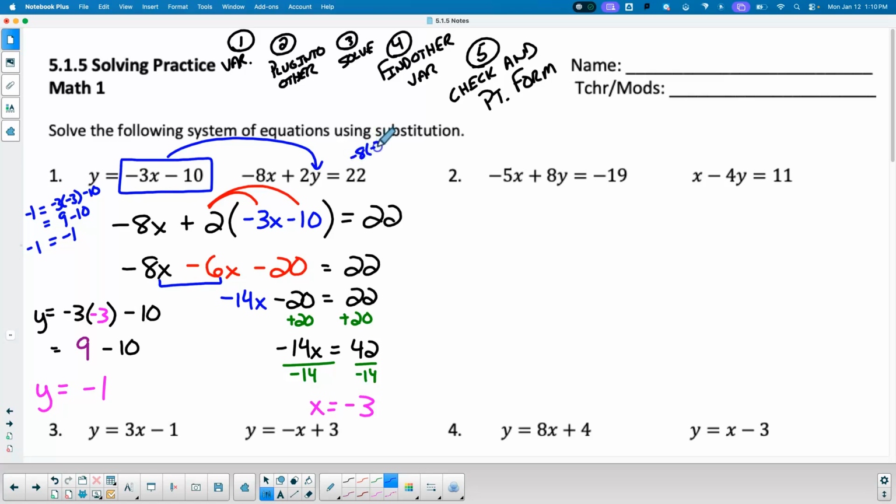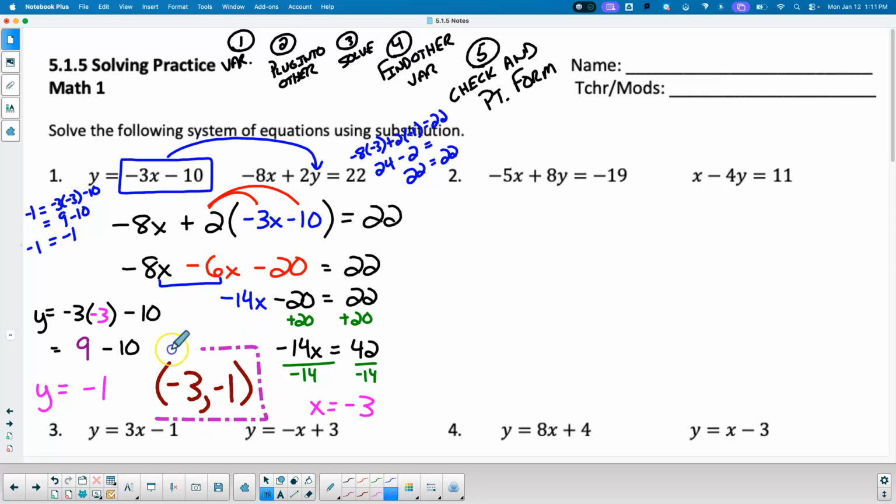Negative 8 times negative 3 plus 2 times negative 1 has to be 22. Negative 8 times negative 3 is positive 24. Positive 2 times negative 1 is negative 2. 24 minus 2 is 22. And 22 is equal to 22. So it checked out in both equations. We just now have to put it in point form. X comma y, or alphabetical order, and then we put a big old box around it because we got plenty of work to go in there.